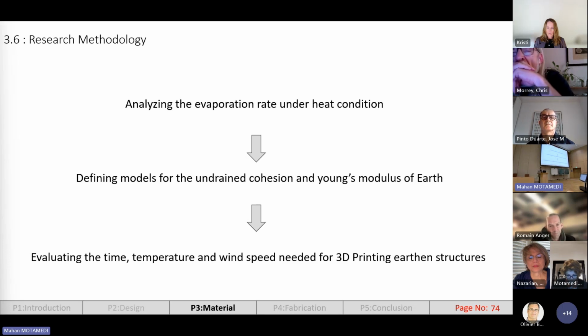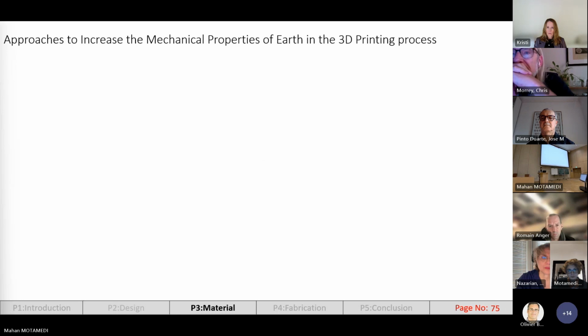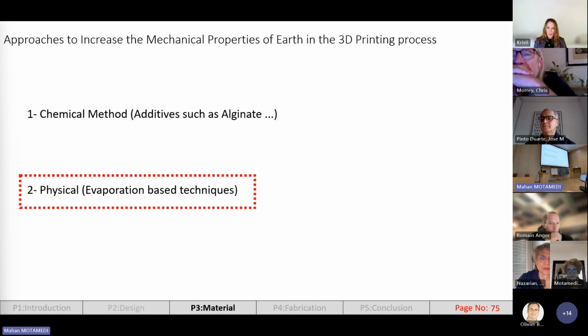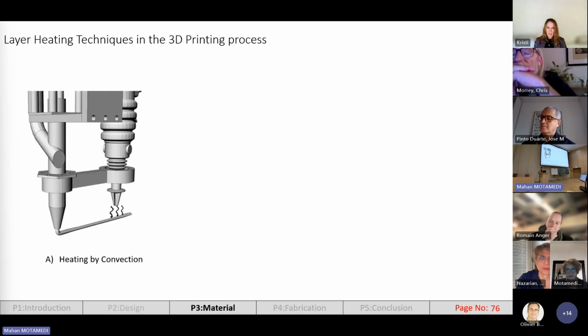Our methodology is to analyze the evaporation rate under heat condition, define the model for the undrained cohesion and Young's modulus of earth, and then we evaluate the time, temperature, and wind speed needed for 3D printing earthen shells. There are two main approaches, as I previously explained, for increasing the mechanical performance of earth-based materials. First is the chemical approach, by adding additives such as alginate. The second one is the evaporation technique. We want to use the evaporation technique in this chapter.